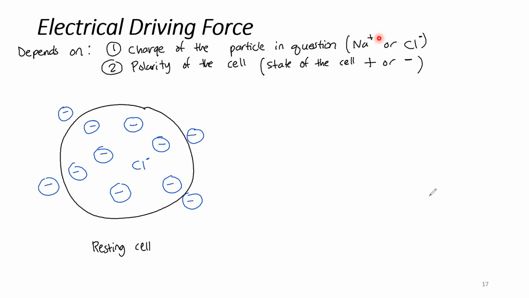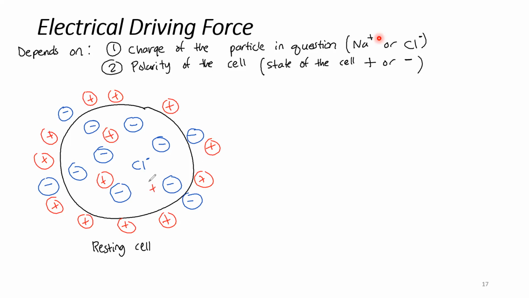Let's draw in our cations. So excess cations on the outside of the cell. And very few cations inside. And again, we're thinking about a charged ion or cation here, like sodium on the outside. Okay. And so very similarly to the way we described for the chemical force, we can think about what direction our two particles would likely want to move in.